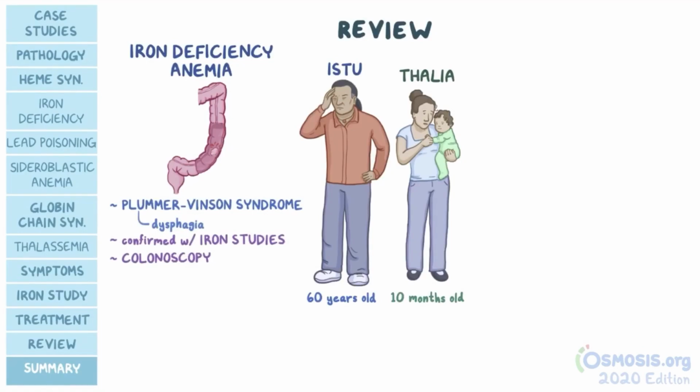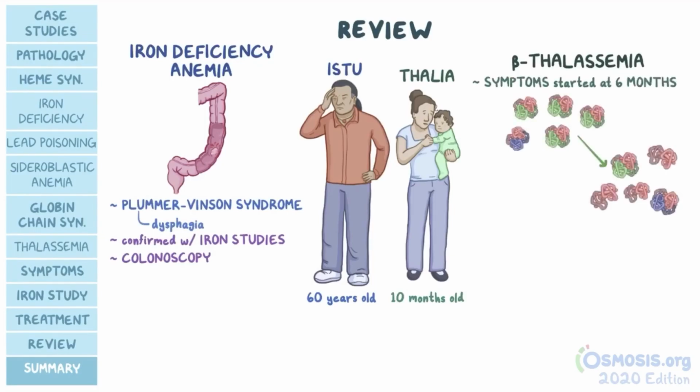Meanwhile, Thalia probably has beta thalassemia, as symptoms started 6 months after birth due to the decline in HbF. Another hint is that this disorder is more prevalent in the Mediterranean population, like the Greeks. The mass in her belly is due to hepatosplenomegaly, and a hemoglobin electrophoresis will confirm the diagnosis.